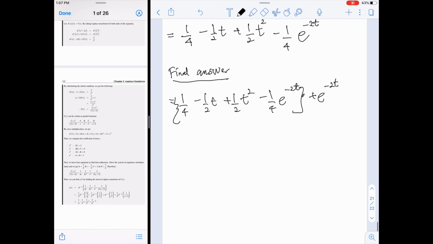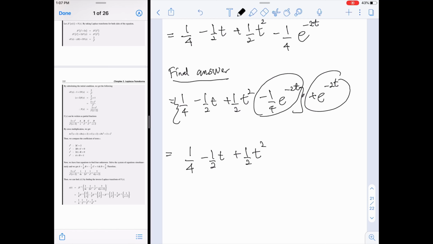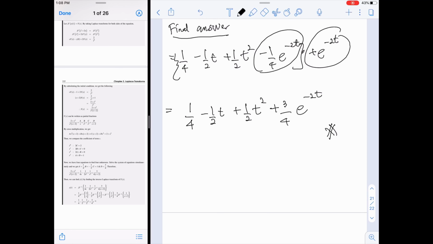Because these terms can be combined together, you will get 1 over 4 minus 1 over 2 t plus 1 over 2 t squared, and then negative 1 over 4 plus 1, which is 3 over 4, e to the power negative 2t. So this is your final answer. You might go with a different way, however you will end up with a similar answer. Alright, thank you.